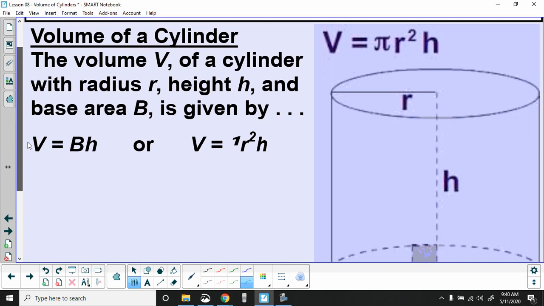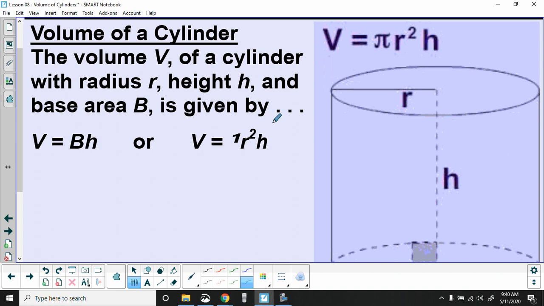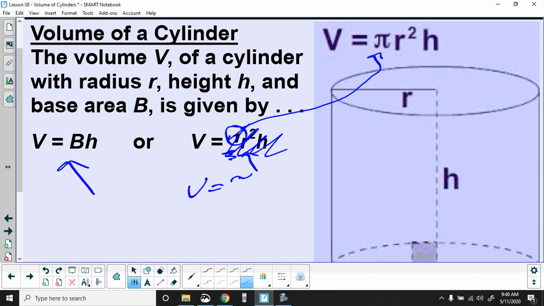Anyway, the important part is this right here. Volume of a cylinder. The volume V of a cylinder with a radius R, height H, and base B is given by that formula. This one is supposed to be a pi symbol, so clearly the font didn't transfer over onto this computer. So we'll ignore this and I'll rewrite it. But this is foreshadowing: the rest of my slides are probably messed up just like that.